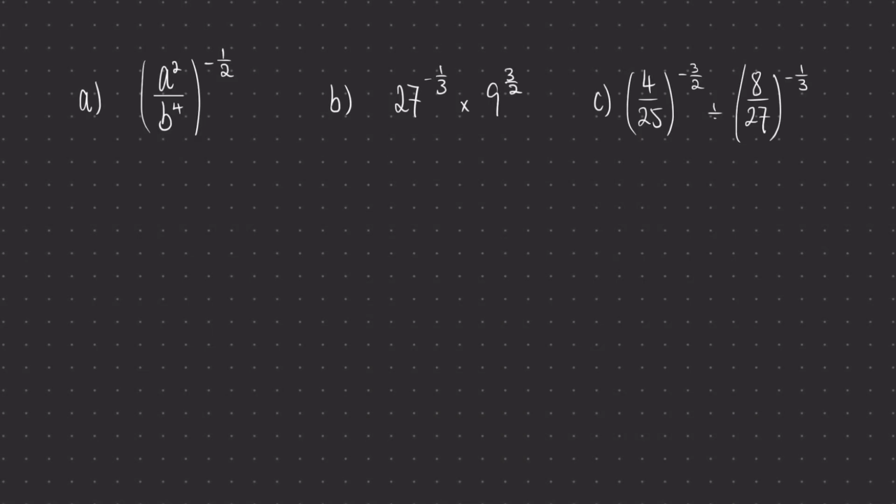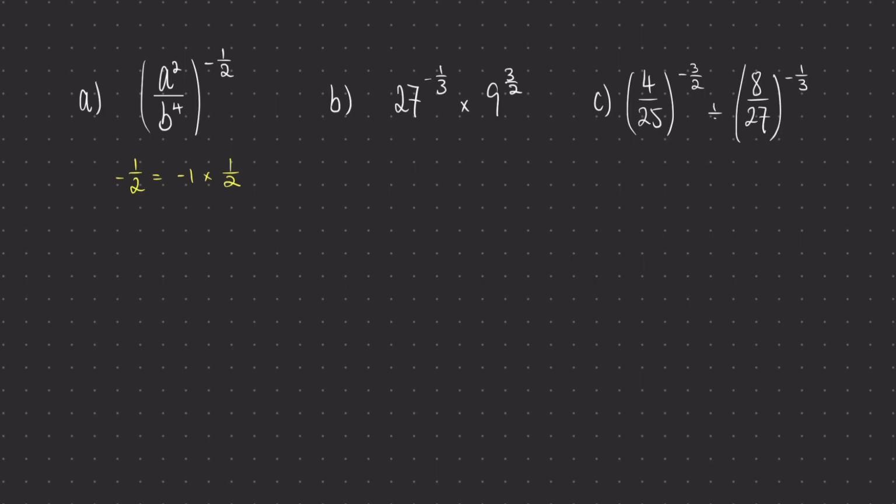Let's take a look at these 3 examples here. For part A, we can see that we can split the index -1/2 into -1 times 1/2. I don't have to do this, I could just do the reciprocal and then square root in the same step, but I think that splitting up -1/2 into -1 times a half simplifies the problem.